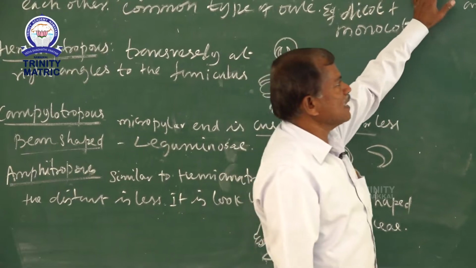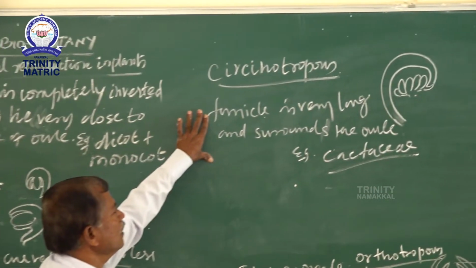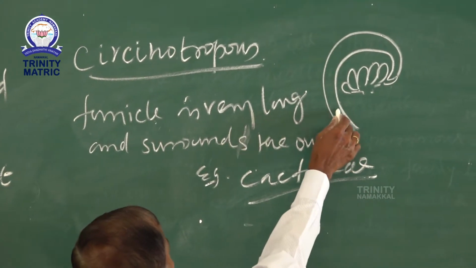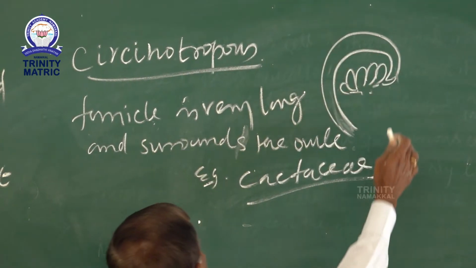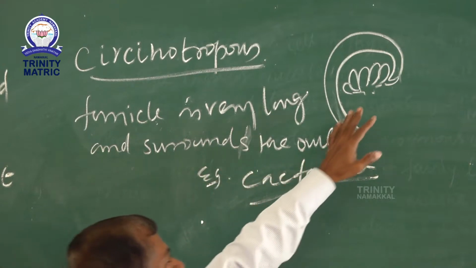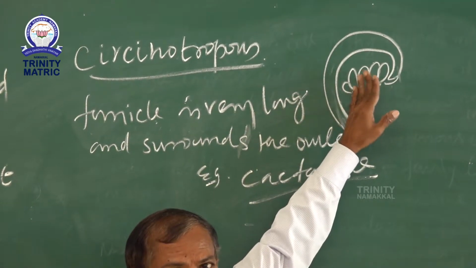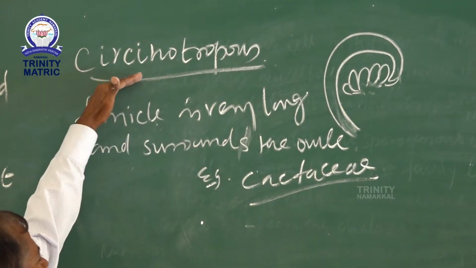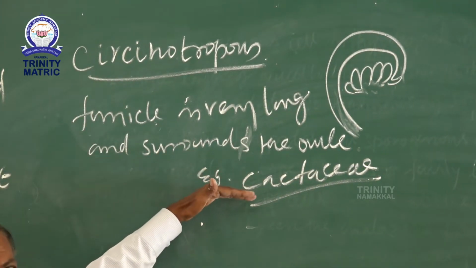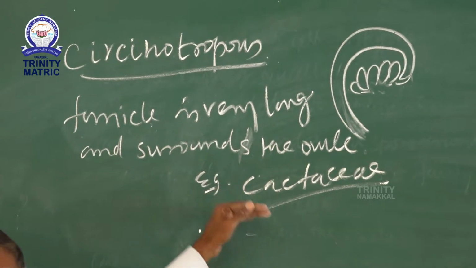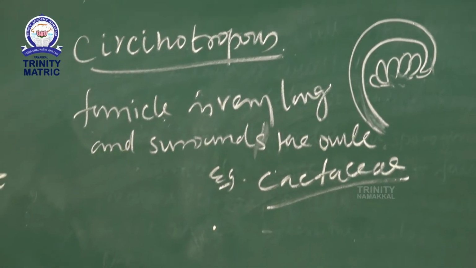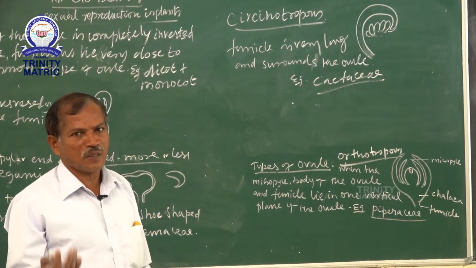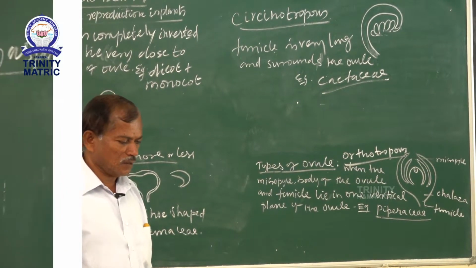Next one, the circinotropous ovule. The funicle is very long. This part is called the funicle. The funicle is very long and surrounds the ovule, so the ovule is completely covered by the funicle. This is called a circinotropous ovule. Example, Cactaceae. This topic is also important. Sometimes a diagram or explanation or examples are asked, so you have to prepare this topic.